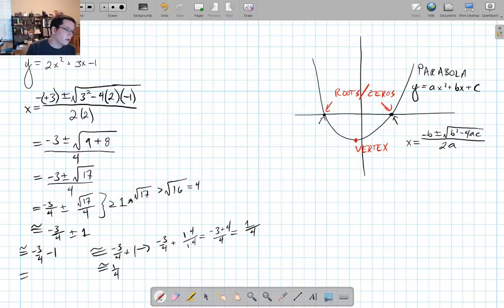And this one is negative 3/4 minus 4/4, which is equal to negative 7 over 4.